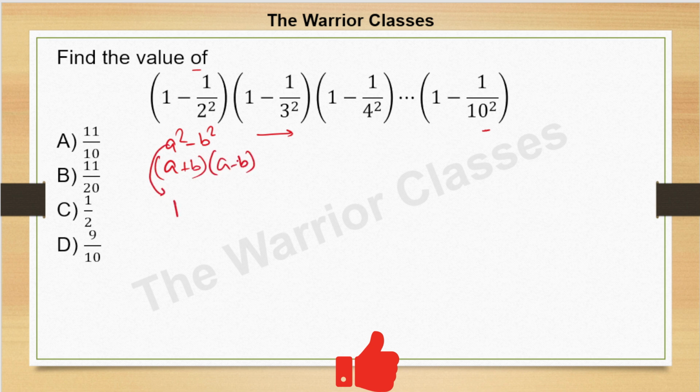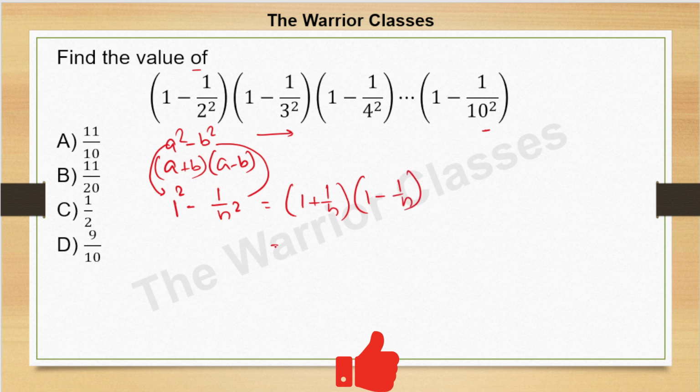So a is our 1 and b is our 1 by n, right? So a square is 1 square and b square is 1 by n square, right? So all the terms we can convert like this, and we can change this as (1 plus 1 by n) multiplied by (1 minus 1 by n). This is the procedure.